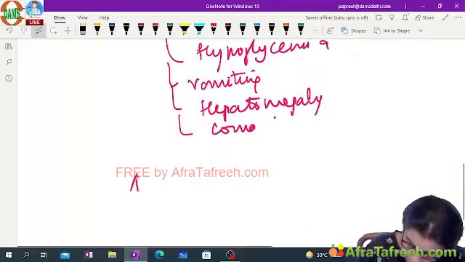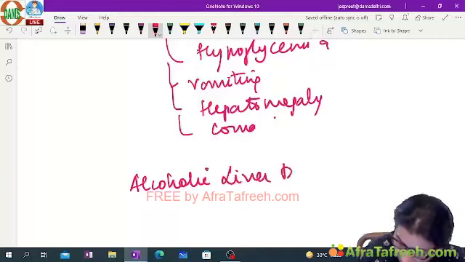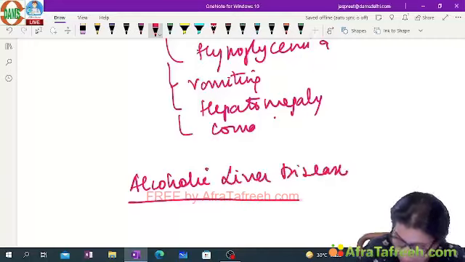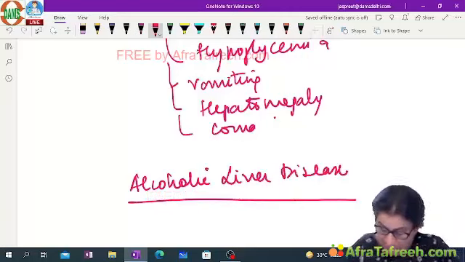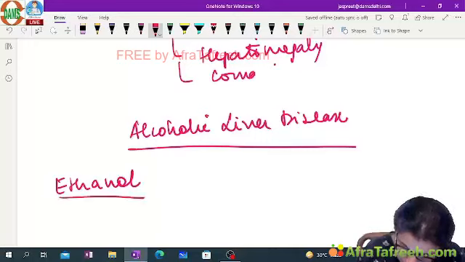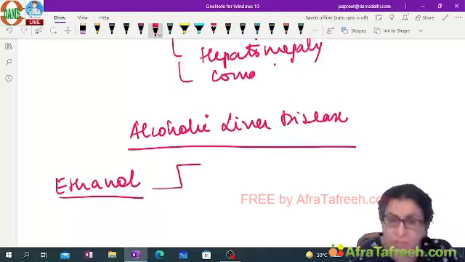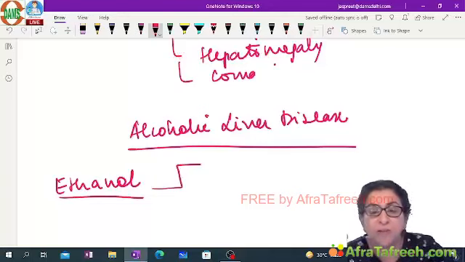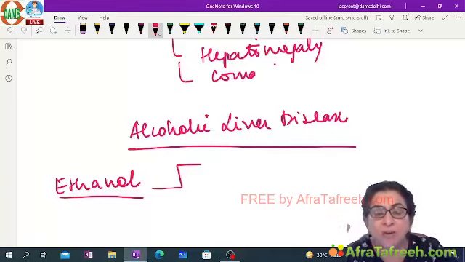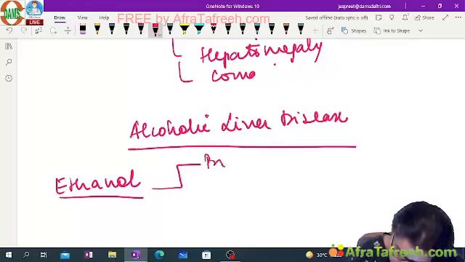Now let us come to very important alcoholic liver disease. Now, you know, alcohol is bad. Alcohol, that is ethanol, damages the liver. How does it damage the liver? Number one, ethanol leads to accumulation of lipids in the hepatocytes. In other words, alcohol causes fatty liver, fatty change in the liver. So ethanol promotes lipid accumulation.